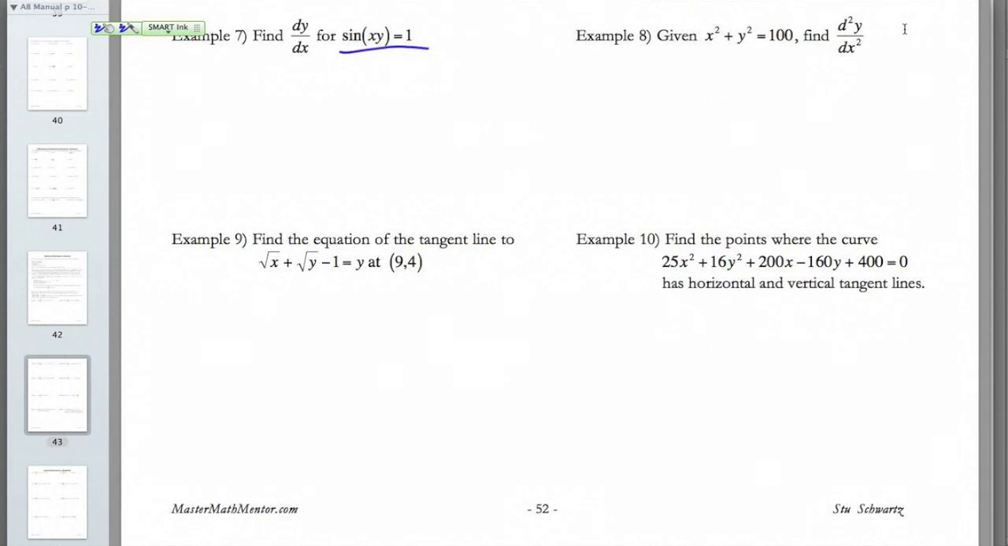So I have sine of xy equals 1. So what do I have to take the derivative of first? Sine. What's the derivative of sine? What's inside of cosine?